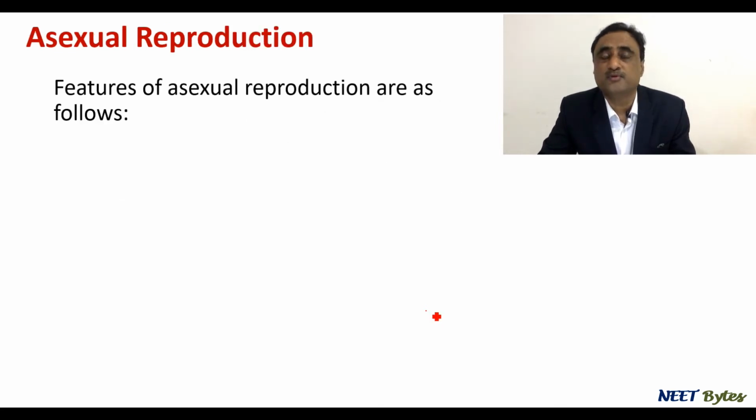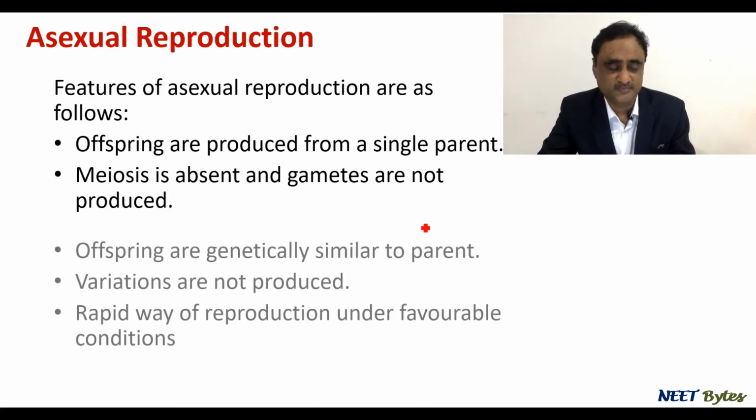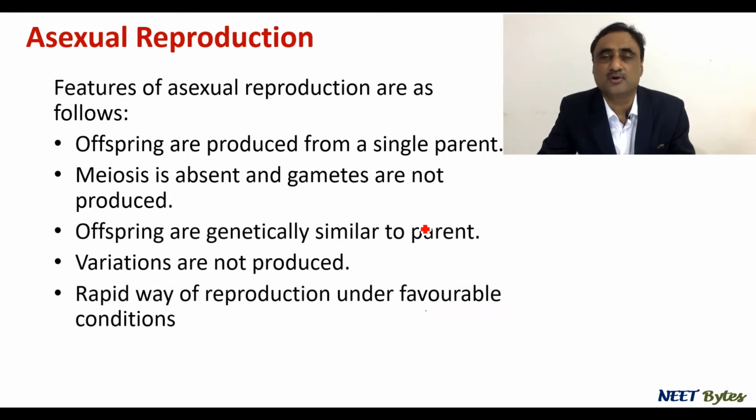One by one, we will discuss all these reproductions. So in this series, let's first begin with asexual reproduction. First of all, let's learn about the features of asexual reproduction. In asexual reproduction, offspring are produced from a single parent, right? And they divide by mitosis, or we can say meiosis is not there, okay? And since meiosis is not there, there is no chance of any variations, right? And it is one of the rapid ways of reproduction, okay?